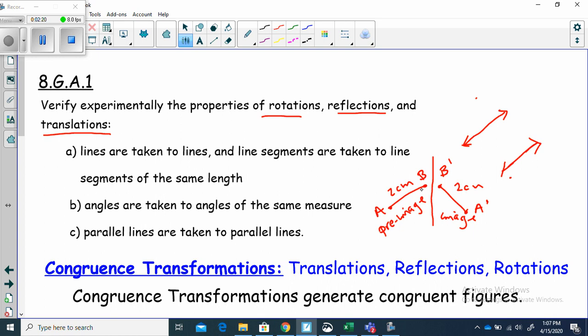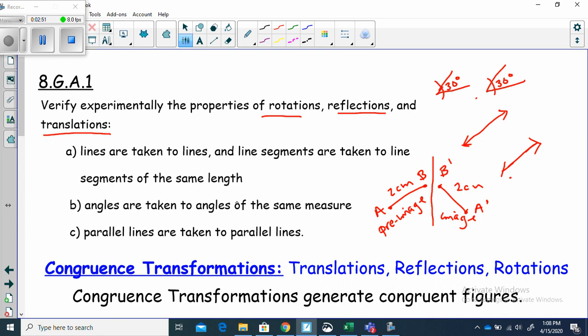It would be the same size and shape, but that's not the only thing we're talking about. We know that these side lengths are the same. What if we have an angle? What if I have a 30-degree angle, and what if I translate that 30-degree angle over here? That means I've just moved it over. I'm still going to have a 30-degree angle because I did not change the size or the shape of this angle.